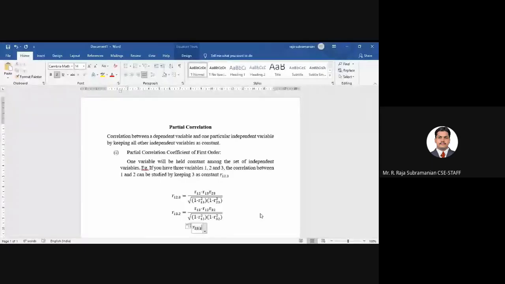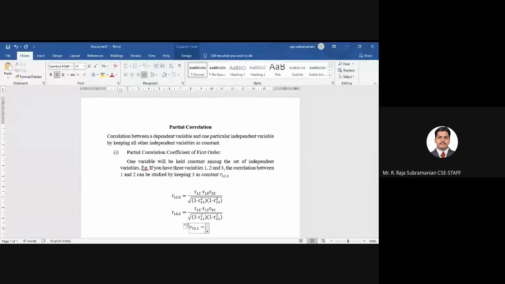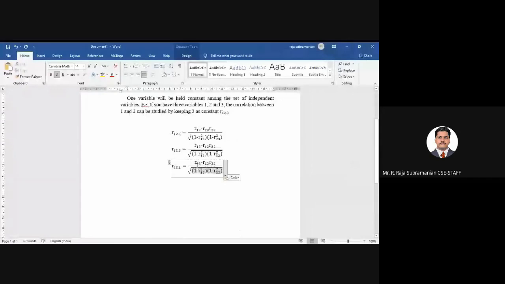So this also will be the same. I want to take R23 minus R21 into R31, whole divided by square root of 1 minus R21 squared into 1 minus R31 squared, right? Take this, I paste here. What will be the formula here? Instead of 1 3, I need to write 2 3, and here it is 2 1.